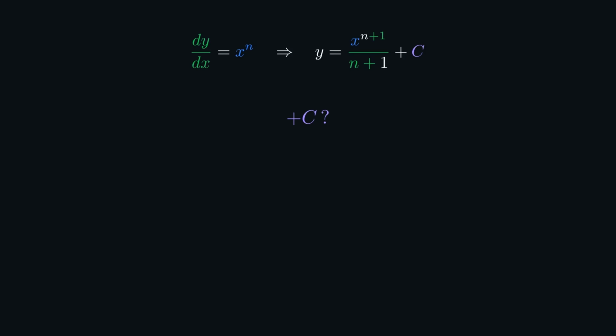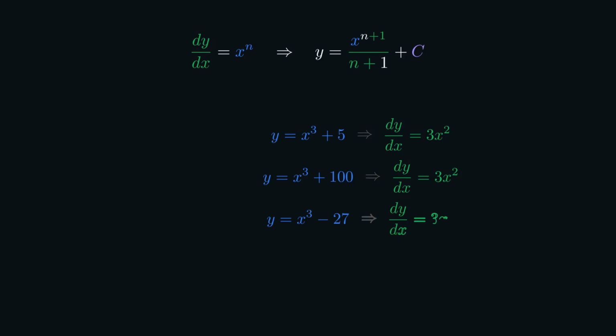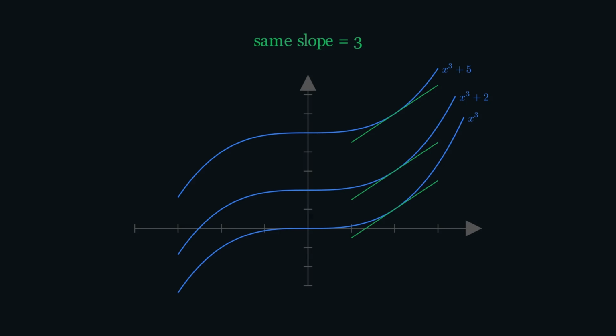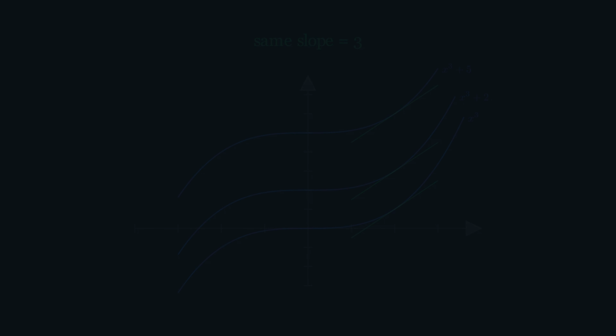What is that plus c? When you differentiate, constants disappear. If y equals x cubed plus 5, then dy dx equals 3x squared. If y equals x cubed plus 100, then dy dx equals 3x squared. If y equals x cubed minus 27, then dy dx equals 3x squared. They all have the same derivative. When you integrate, you do not know what constant was there originally. The plus c represents some constant that is unknown.